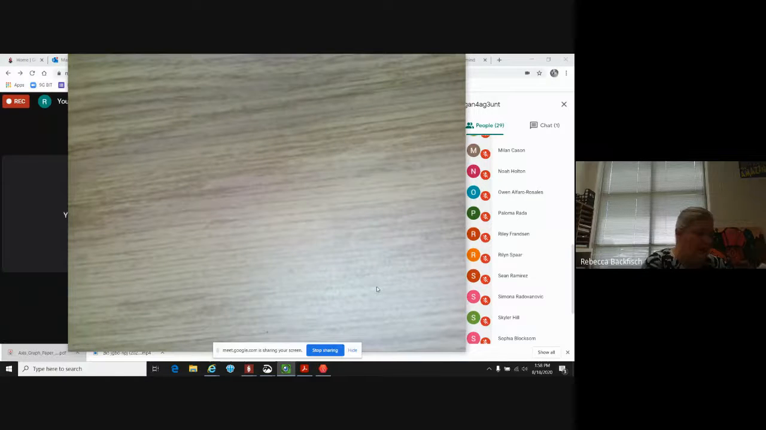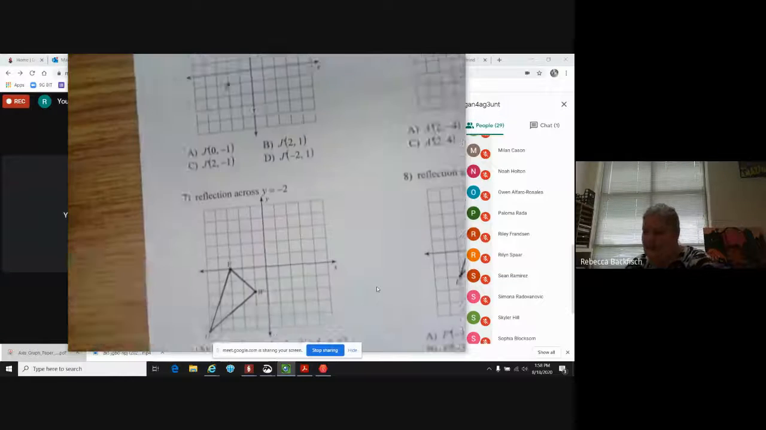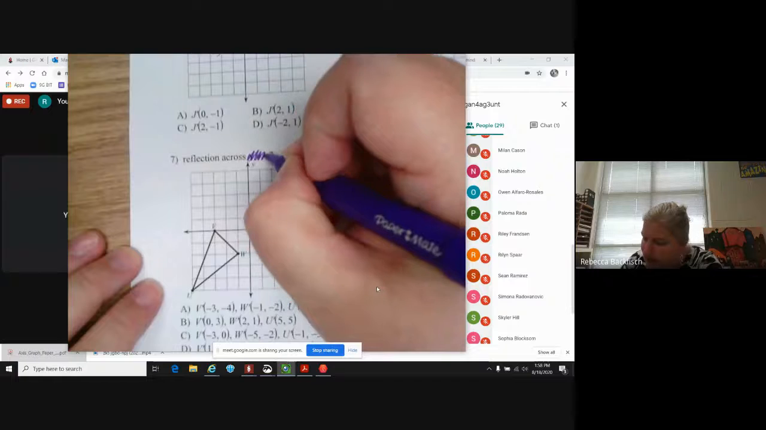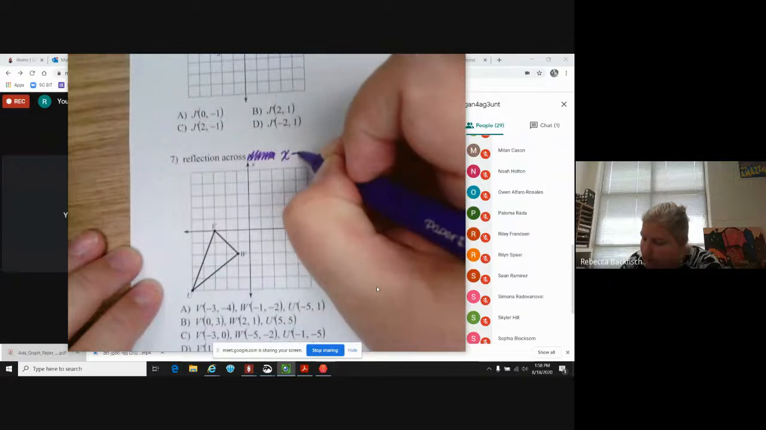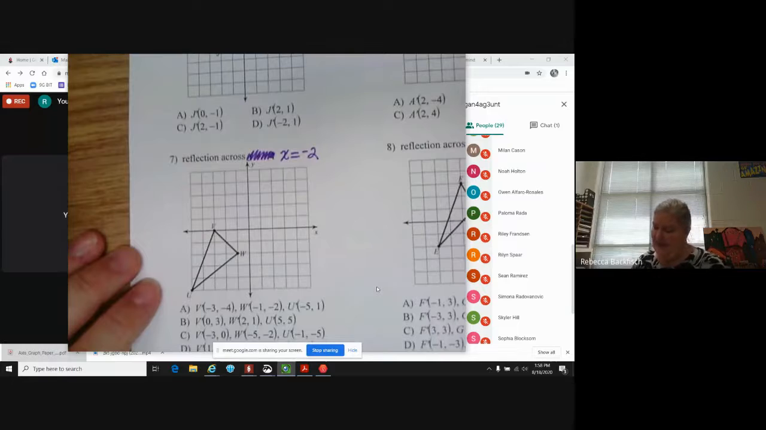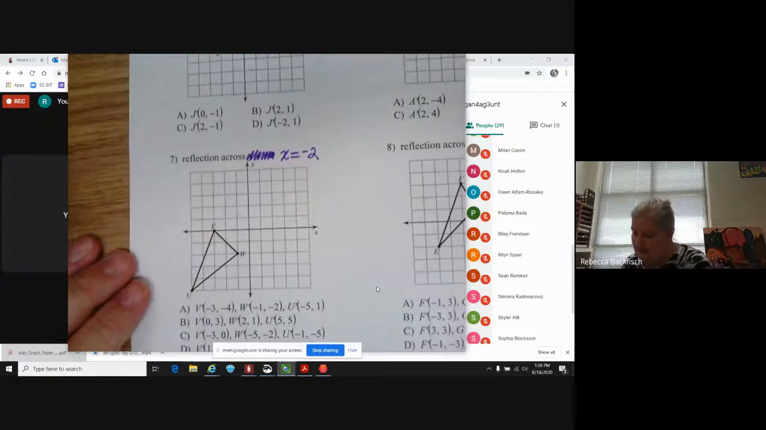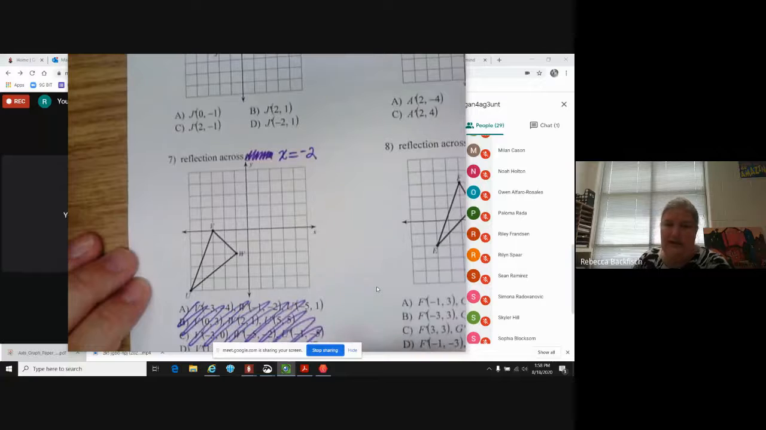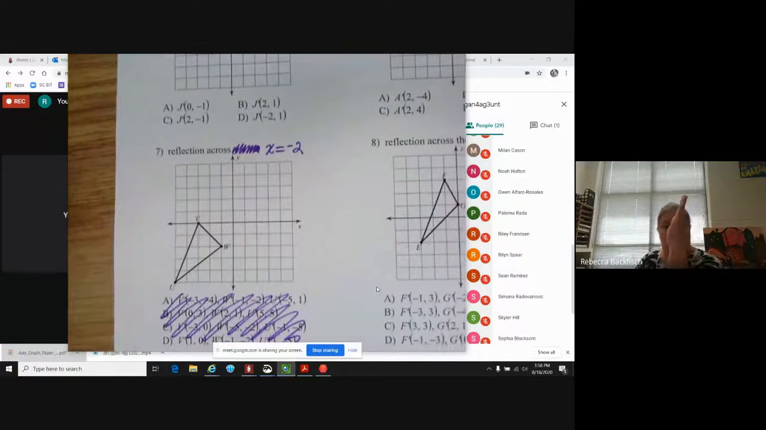I'm going to change this one. This one says reflection across y equals -2. I'm going to change it. Let's call it x equals -2. I wonder if the right answer is still going to be there. Probably not. Nope, it's not. That's okay. I just want to make sure we do one that's about going across a vertical line.